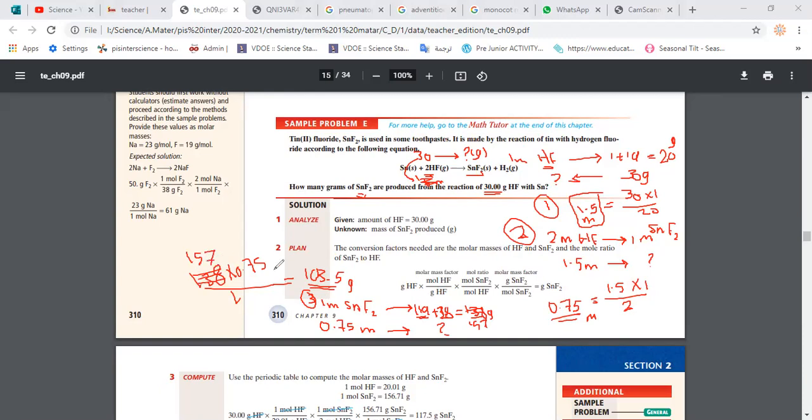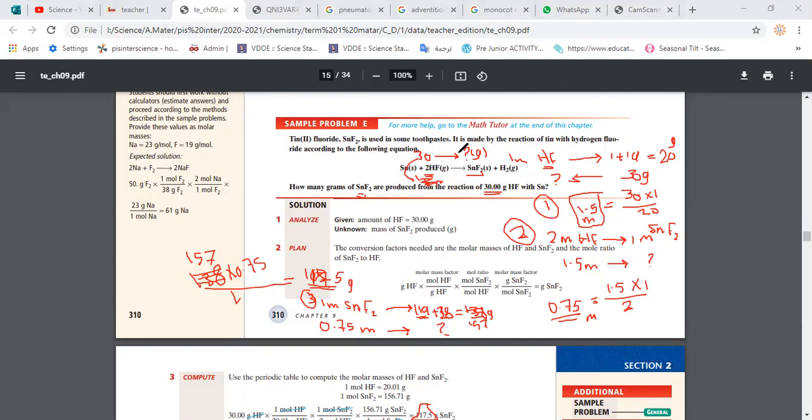157 multiply 0.75 divided by 1. 117.75. Good. Okay, so if we check our answer, we're going to see it's true. Okay. Is it clear, guys? So again, let's check what are the steps we did.